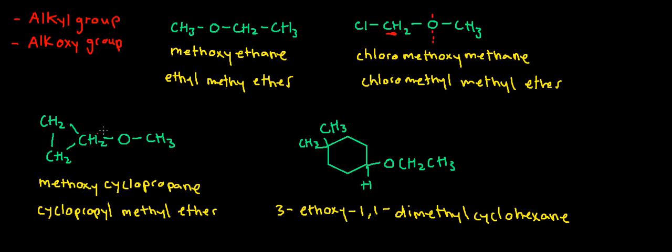Two more examples. So the largest carbon chain is the ring. We'll use that as the base, cyclopropane. And the alkoxy group, methoxy: methoxycyclopropane. To use the common name, divide down the middle, cyclopropyl, methyl: cyclopropyl methyl ether.